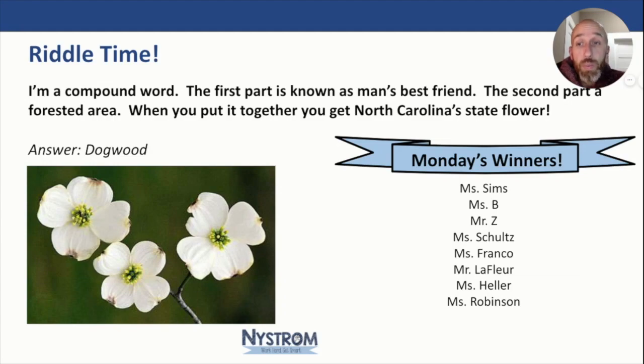Alright, Monday's riddle. I am a compound word. The first part is known as man's best friend. The second part is a forested area. When you put it together, you get North Carolina's state flower. The answer is dogwood. It's actually a dogwood flower, and there is, in fact, a picture of it there. So great job to Miss Sims, Miss B, Mr. Z, Miss Schultz, Miss Franco, Mr. LaFleur, Miss Heller, and Miss Robinson, all for getting that one correct.